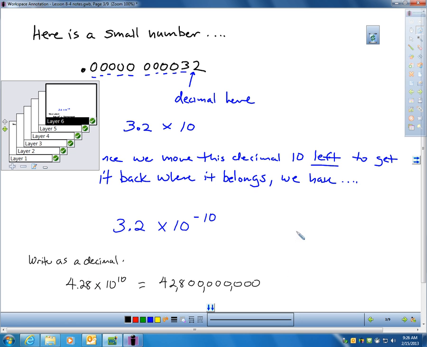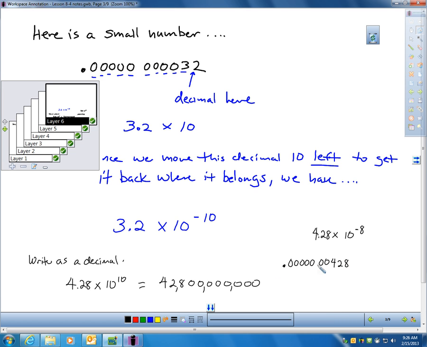Let me give you one more example of that. What if I had 4.28 times 10 to the negative 8th? Well, the negative 8th power would mean take this decimal point, move it 8 places to the left. So I'm going to move it 1 to get it past the 4. I still got to move it 7 more times to the left, so that means I have to create 7 zeros and 4, 2, 8. Okay.